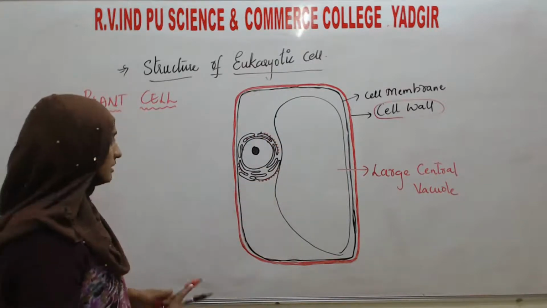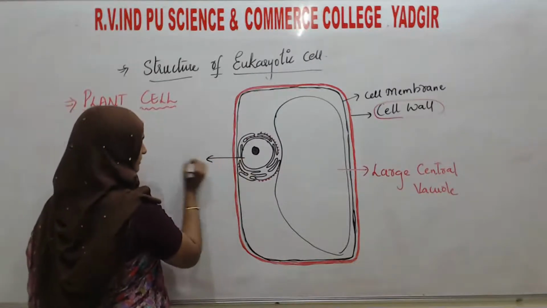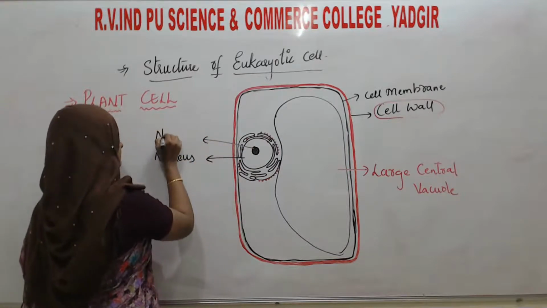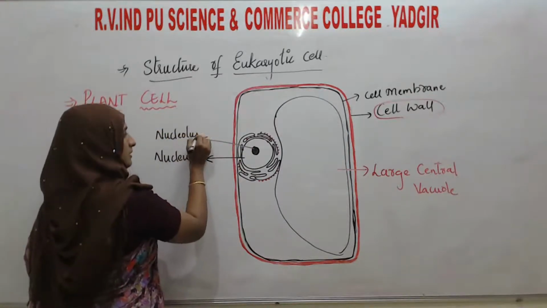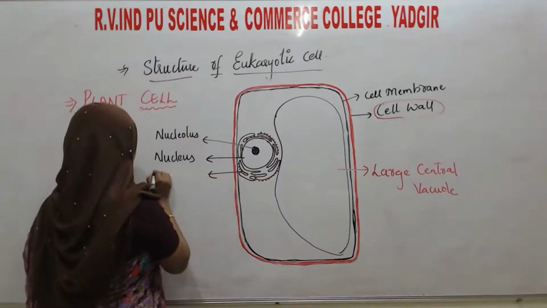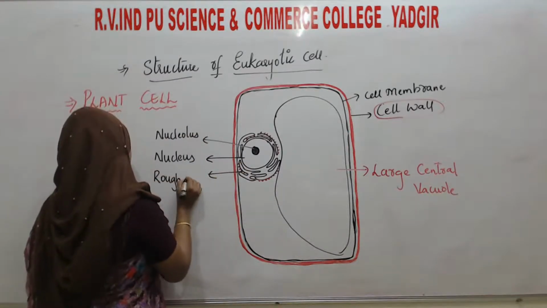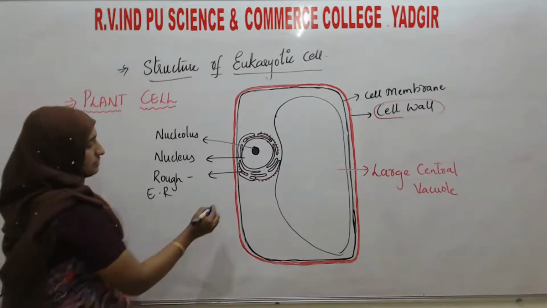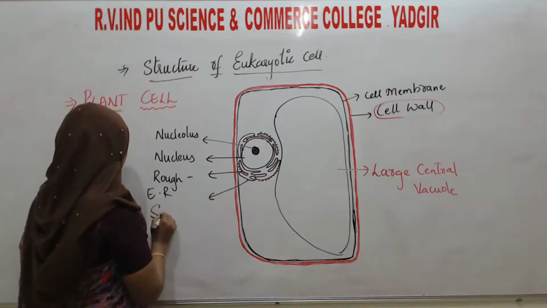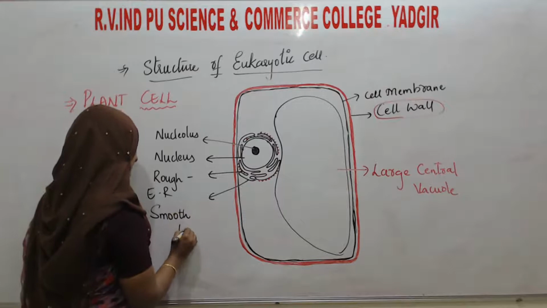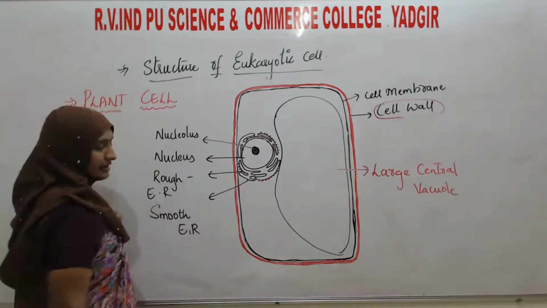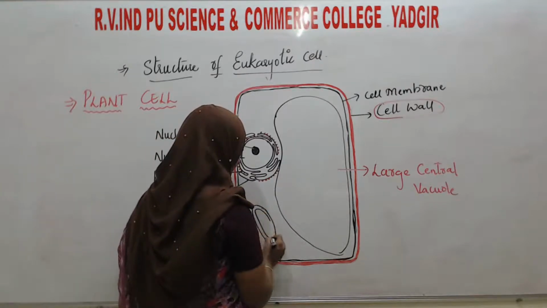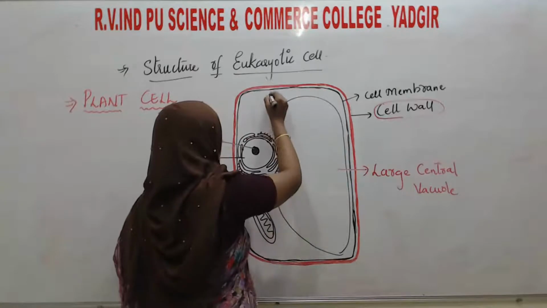Okay, the next here, this is the nucleus. This is the nucleolus. This is the rough endoplasmic reticulum. Besides this, there is a presence of smooth endoplasmic reticulum. Except these, there is a presence of the powerhouse of the cell, that is the mitochondria.